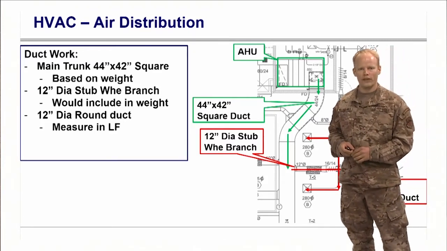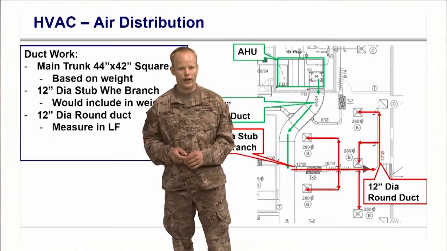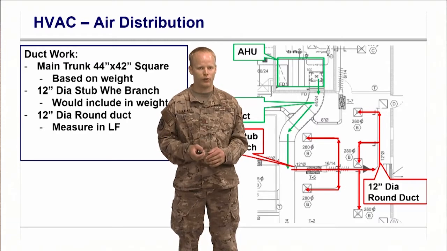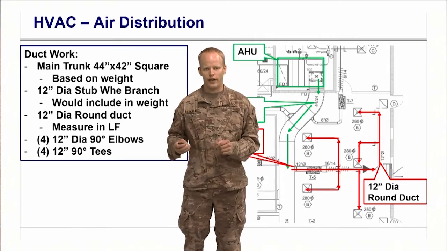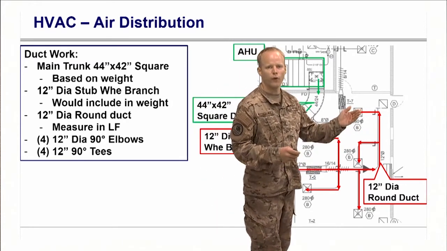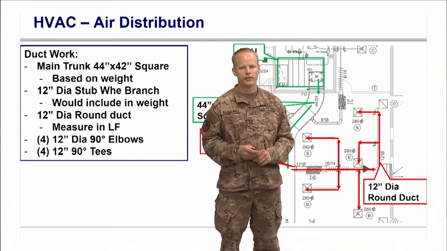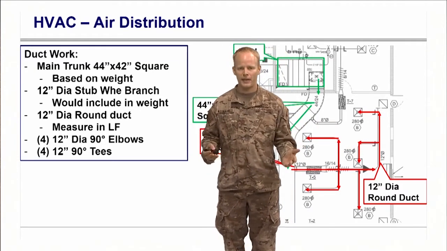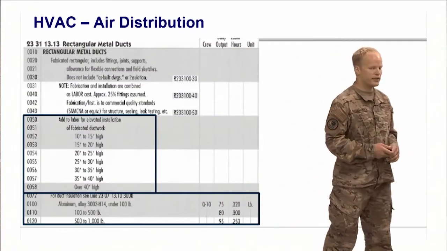We then have 12-inch round duct taken off from here, and this will be measured in linear feet. Our round duct is measured much closer to how we would measure pipes, so we can have a 12-inch diameter round duct. And we have in here then 4 90-degree elbows, which are located right here, 1, 2, 3, 4 elbows, and then we have 4 T's, which can be counted individually.